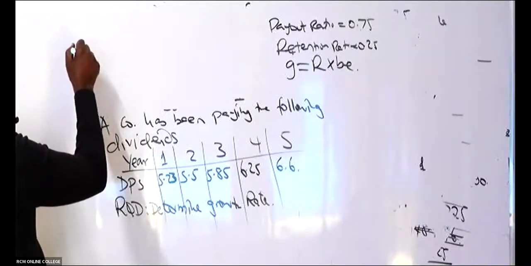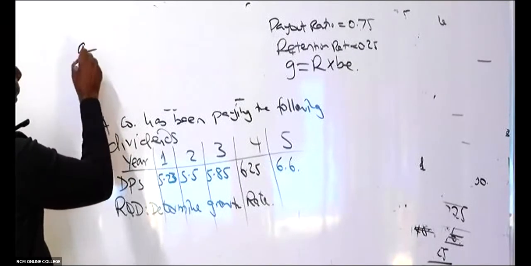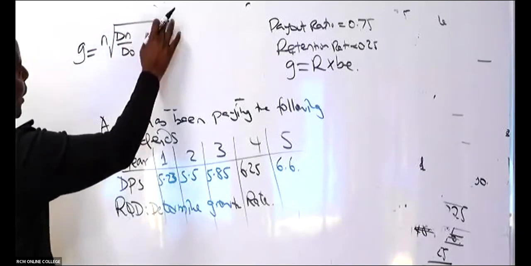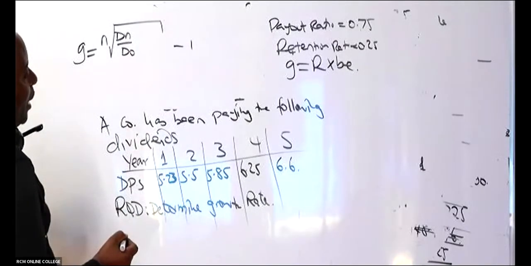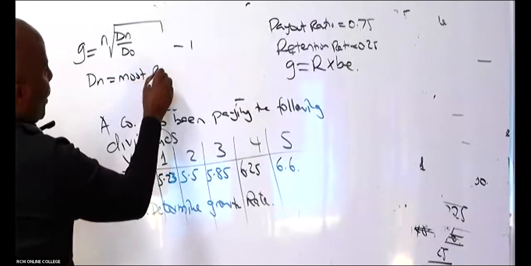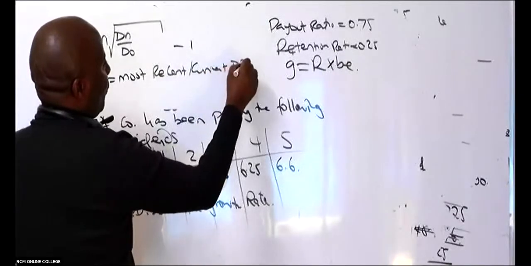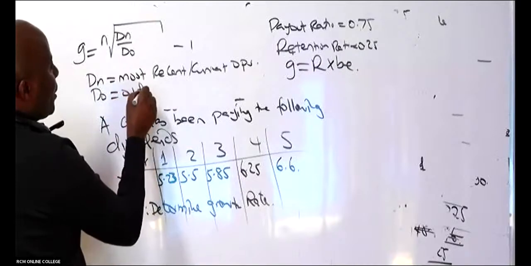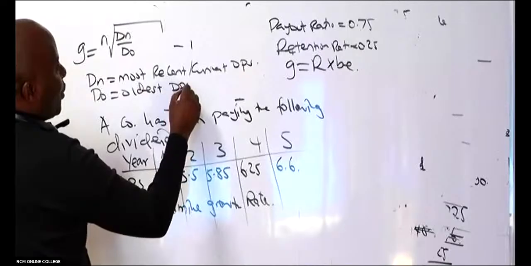Yeah. So then what do we have here, my good students? What we have here is that our G will be equal to the nth root of Dn over D0, minus 1. Remember, Dn is the most recent or current dividend per share. D0 is the oldest, in this case, oldest DPS.